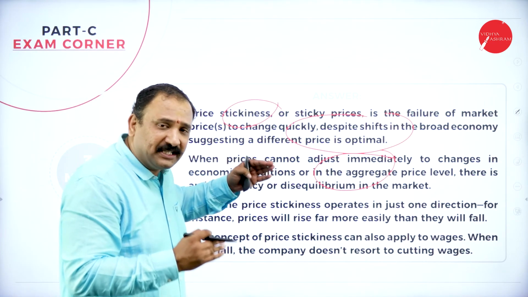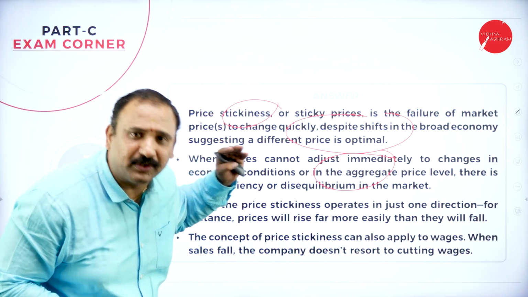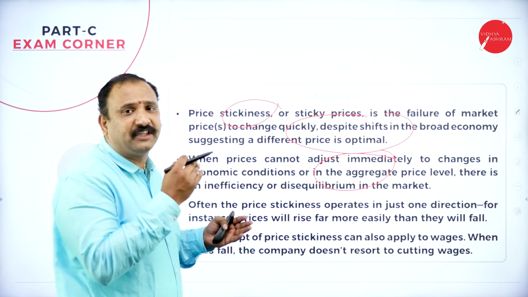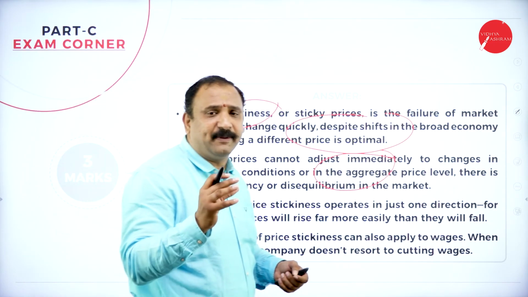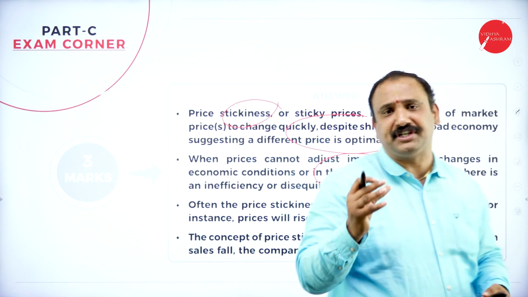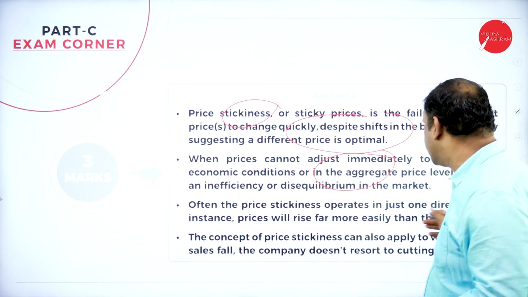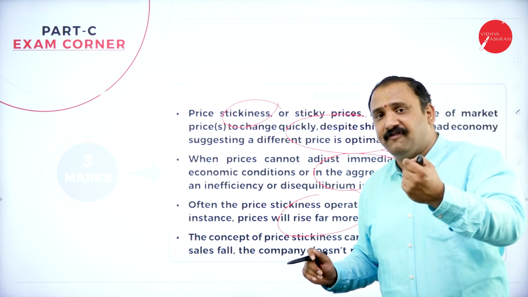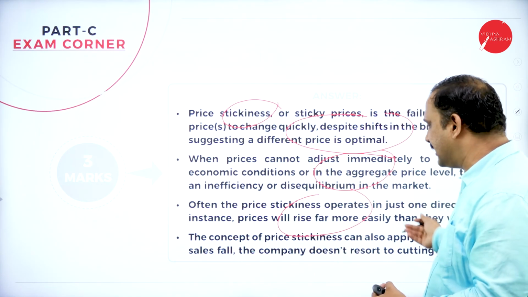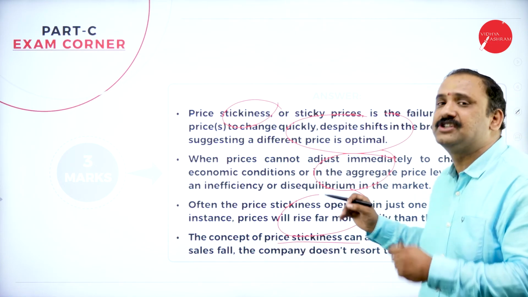So what happens? The price continues to retain itself at that level and continues to tend forward in terms of the equilibrium. There might be a possibility of a disequilibrium coming into the picture, but often this kind of price rigidity happens only in one direction. The prices will rise far more than the expected level rather than falling, and this concept of price stickiness or rigidness applies to wages.